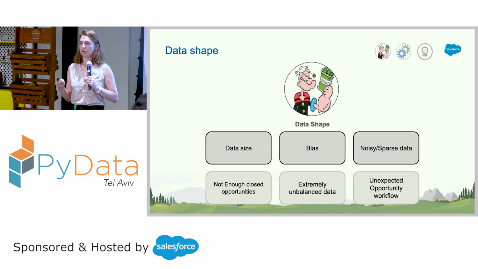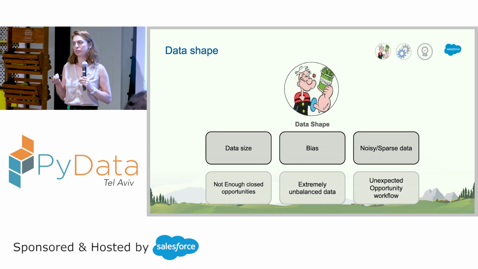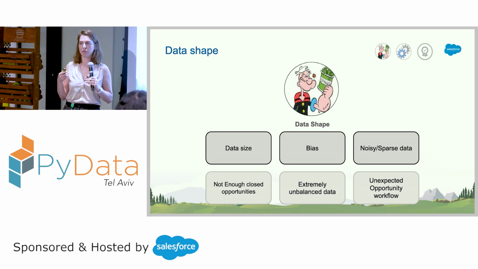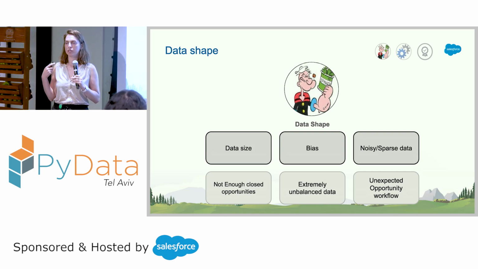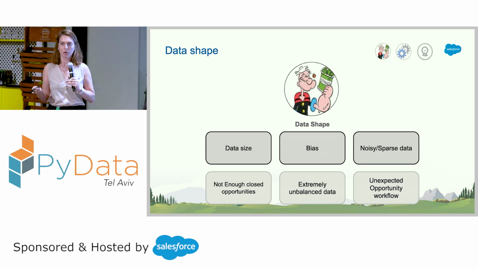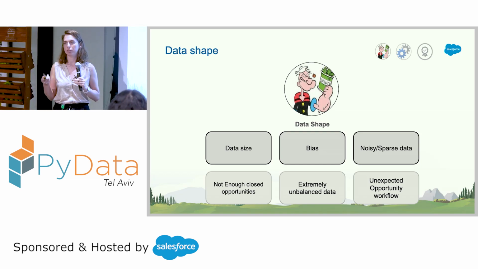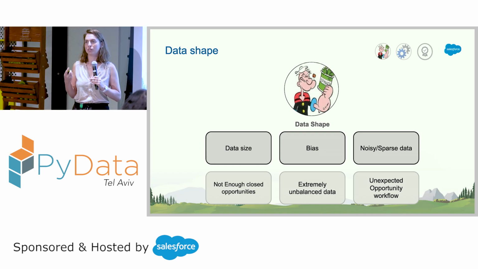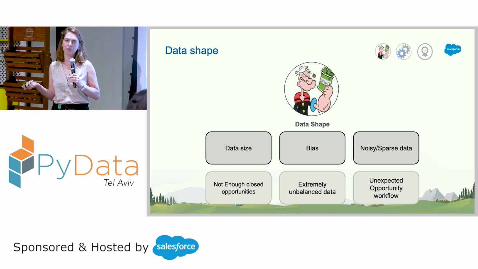Sometimes sales reps are not closing lost opportunities at all. They only close won opportunities in order for their managers to see their revenue, but they don't always have the motivation to close lost opportunities. So then we receive data with only one label, and we can't train a model on this data.